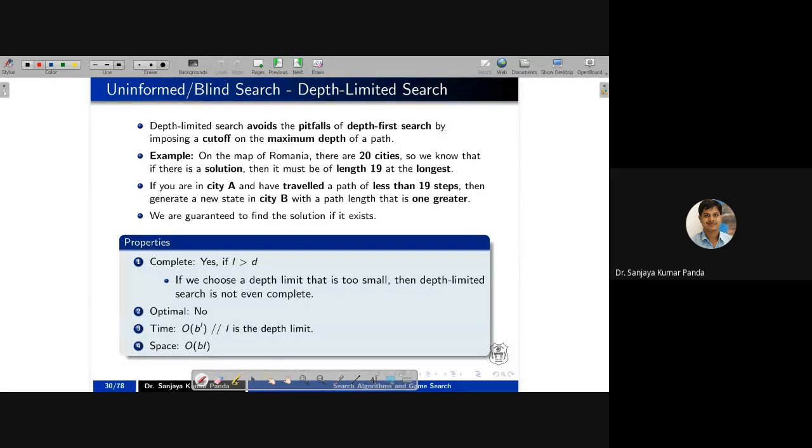For example, as I said, we are discussing the Romania map. In the Romania map, suppose there are 20 cities.